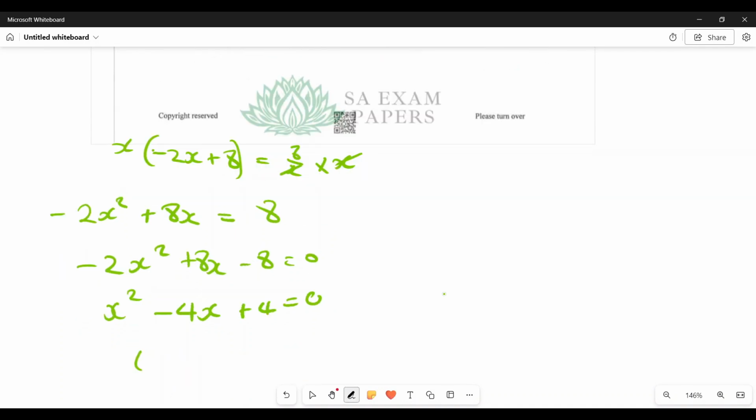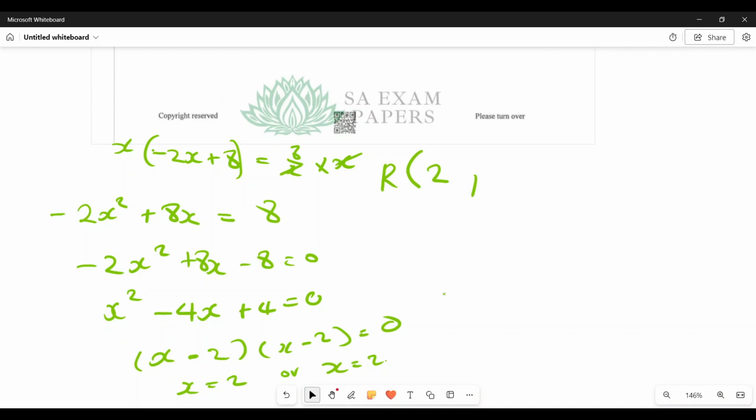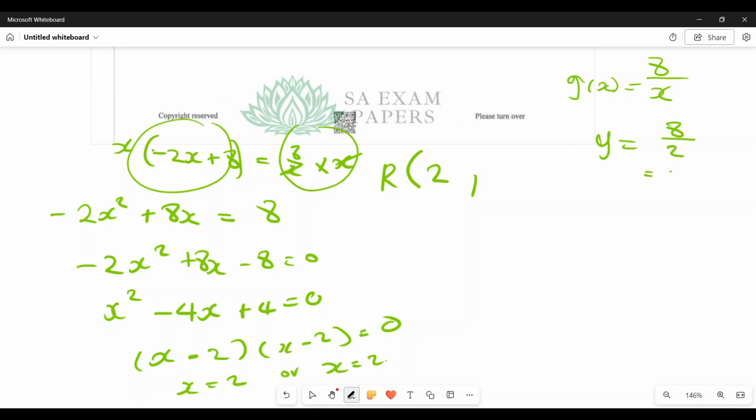So that my values of x would become 2 and 2. So my x is equal to 2. I know that my R is in the first quadrant. Therefore, my x value at R will be 2. Now, what about finding the corresponding y value at R? Remember, I said R is present on both these graphs, your g of x graph as well as your h of x. So I could just substitute 2 into my g of x, which is 8 over x, so that my y is equal to 8 over 2, which is equal to 4. And this is my point R, which is in the first quadrant.